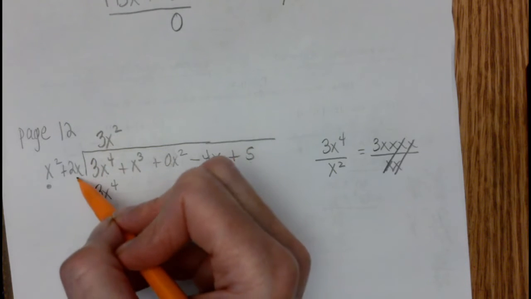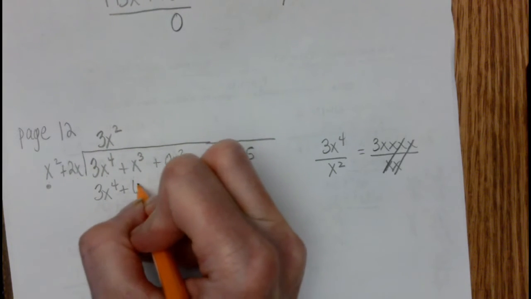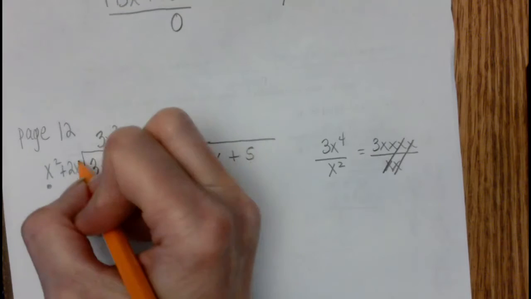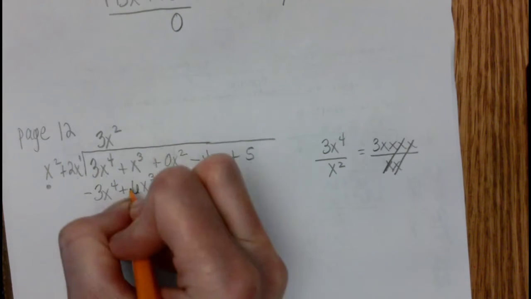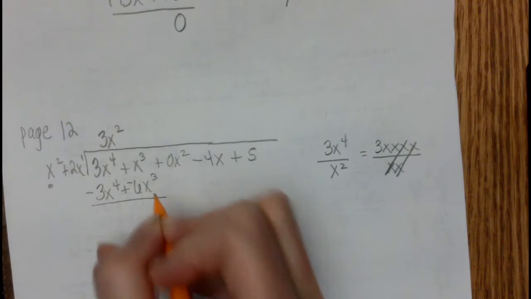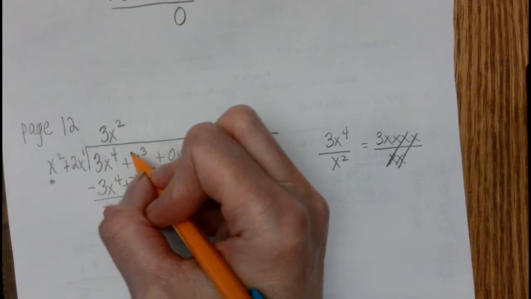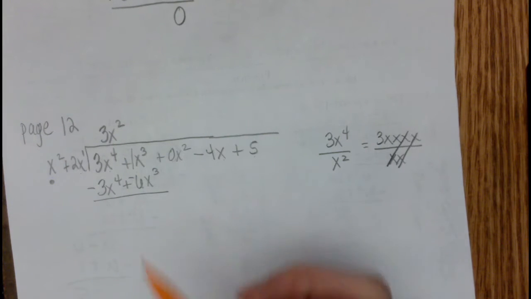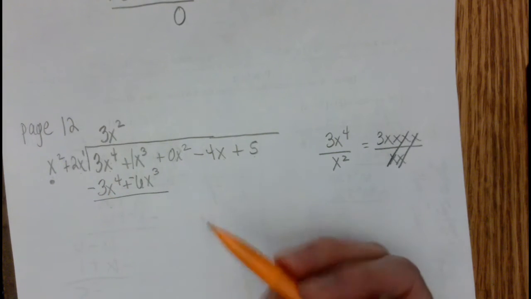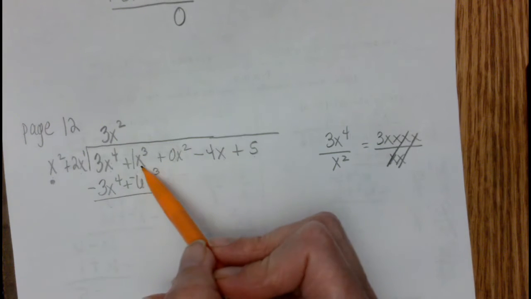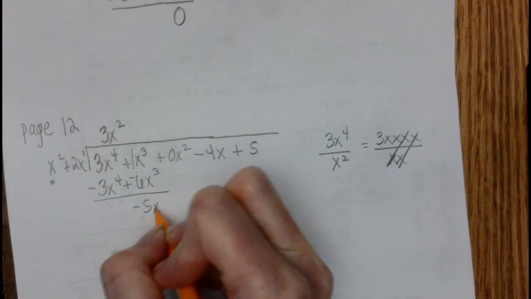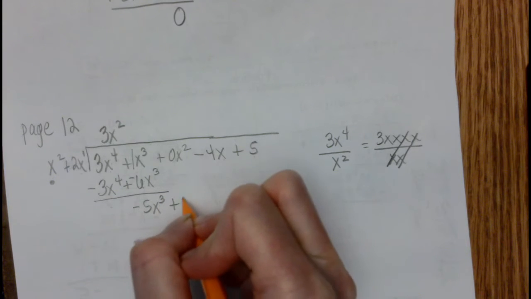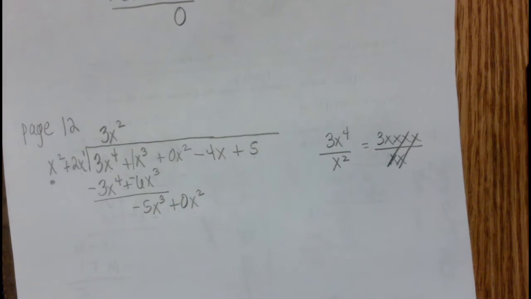3x squared times 2x is 6x cubed. Remember, this is x to the first. We add the exponents when we multiply, but then we have to change both signs. Don't forget that there's a 1 in front of here. The 3x to the fourth, they're opposite signs, they cancel out, but we have 1x cubed plus a negative 6x cubed, which is minus 5x cubed. And we're going to bring down the 0x squared.